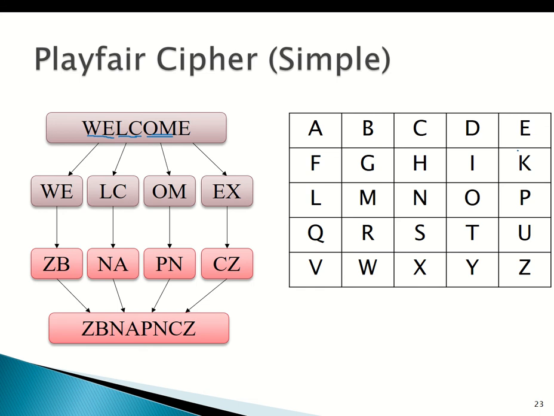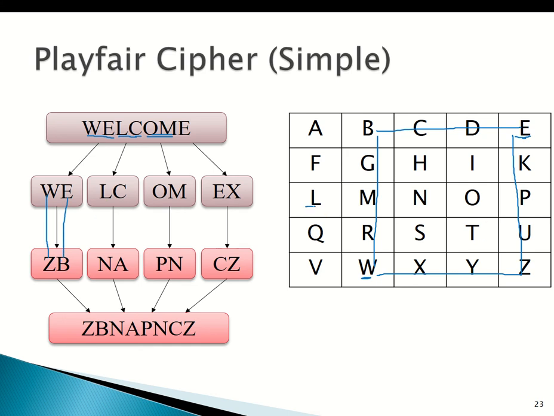Now we go to the W. Where's the W? This is the W, and this is the E. Where's the E? E is here. They are not in the same column and not in the same row. So I draw a rectangle. So now E becomes B, sorry, and W becomes Z. W becomes Z, and the E becomes B.